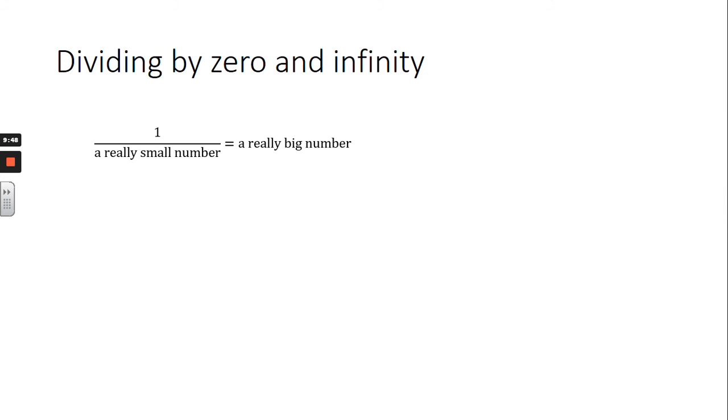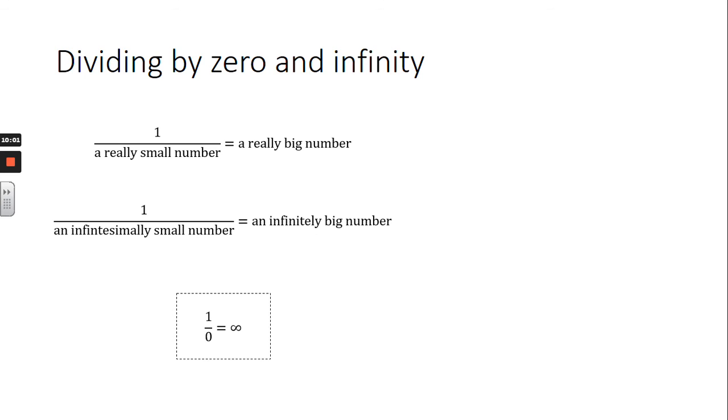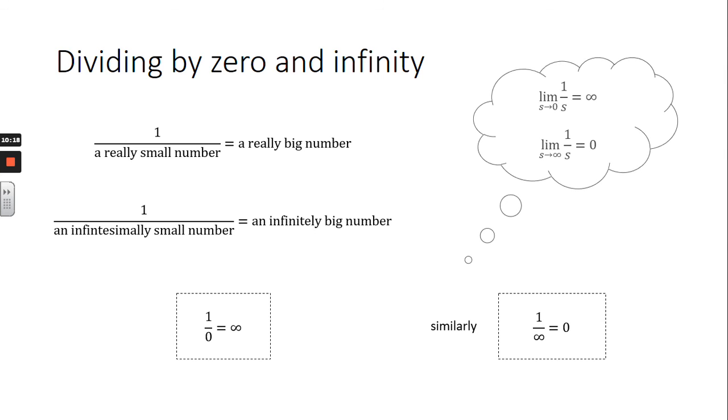So first, 1 over a really small number is a really big number. 1 over an infinitesimally small number is an infinitely big number. So that means that 1 over 0 is equal to infinity. Don't let your math teacher know that I told you that. Similarly, 1 over a really big number is a really small number. 1 over an infinitely big number is an infinitely small number. So 1 over infinity is equal to 0.